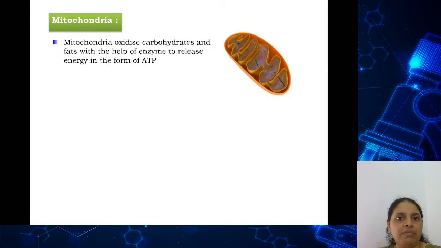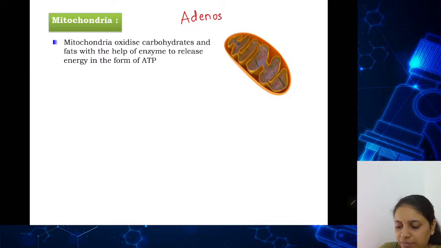Now mitochondria oxidize, it breaks down carbohydrates and fats, complex materials basically, right? Carbohydrates means sugars are present, right? So different sugars, different fats, different other organic compounds are oxidized. That means they are broken down with the help of enzymes to release the energy in the form of ATP. What is ATP? Adenosine triphosphate.